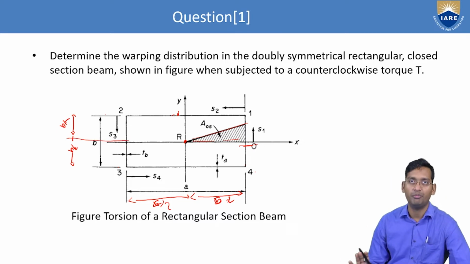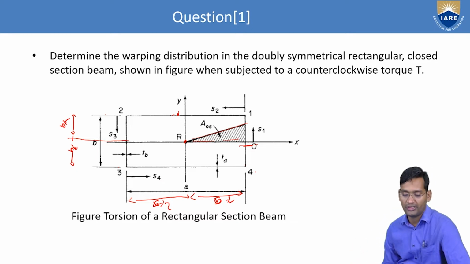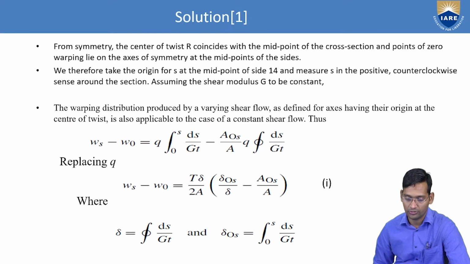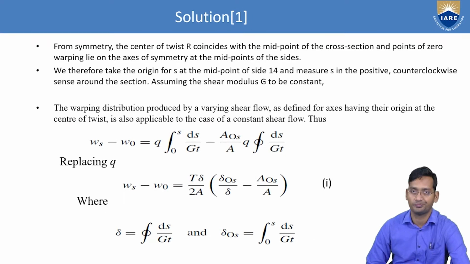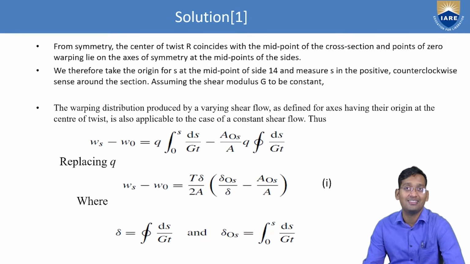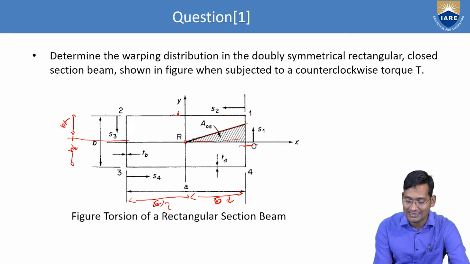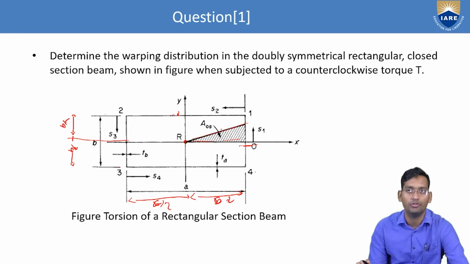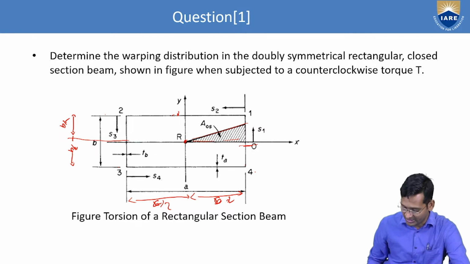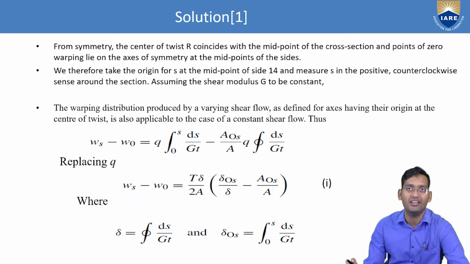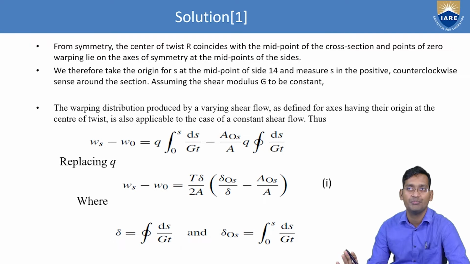Okay, so now we have to find the warping distribution. This figure shows torsion of a rectangular section. Now for the solution: from symmetry, the center of twist R coincides with the midpoint of the cross section and the point of zero warping. You can see this is the center of the whole figure. Because of symmetry, the center of twist and the center of the diagram coincide, so the center will be the midpoint of the cross section.